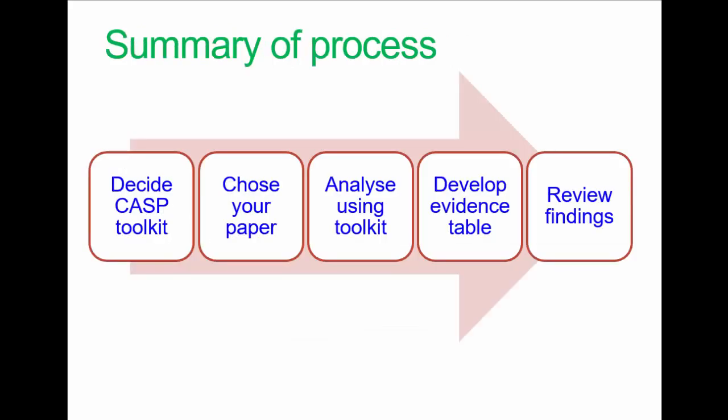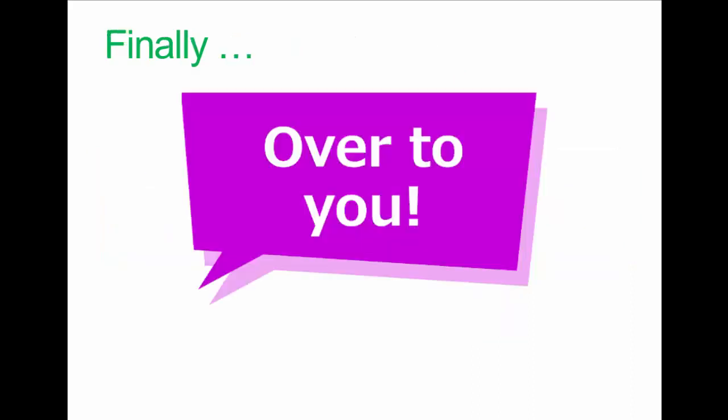A summary of the process. Decide your CASP filter, which one you're going to use. Choose your papers, that should be papers, not paper. Analyse them using the toolkit, develop your evidence table, and then critically review the findings based on that evidence.